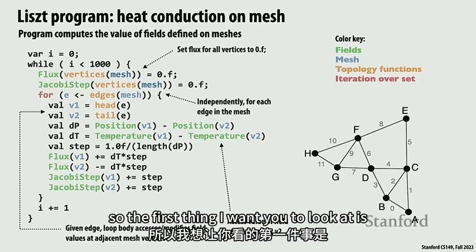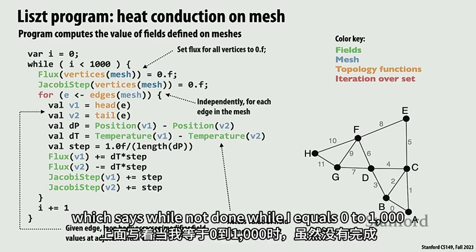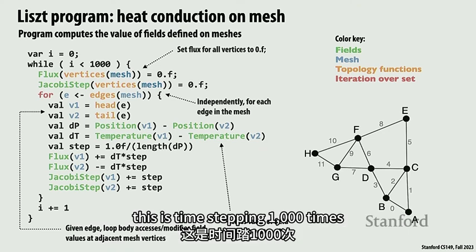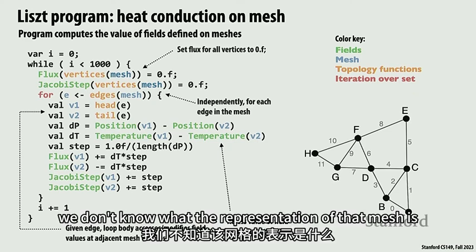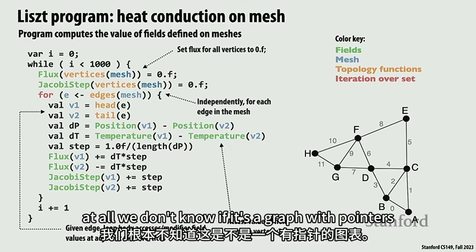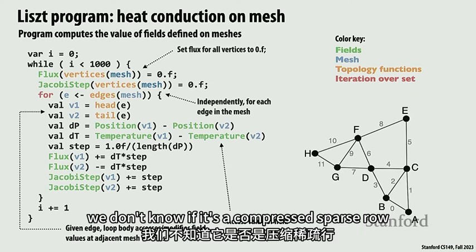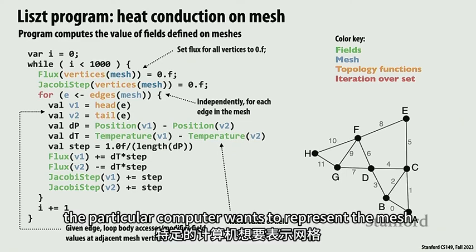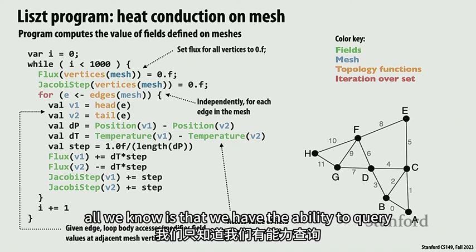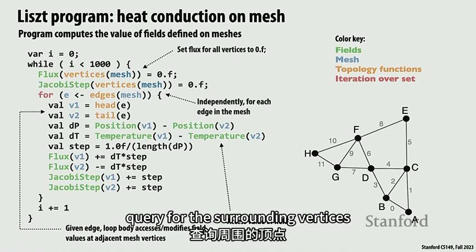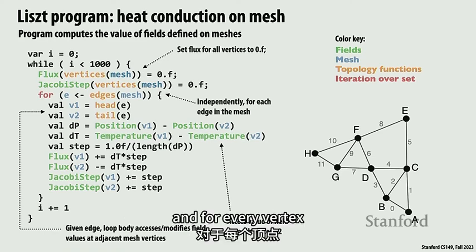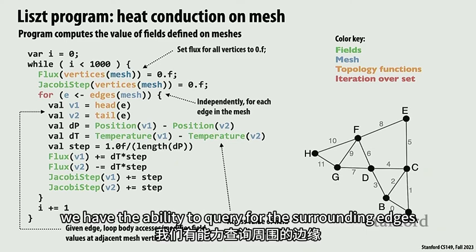So the first thing I want you to look at is this program in Liszt, which says while not done, for i equals 0 to 1,000, this is time stepping 1,000 times, for every edge in the mesh, do this. So we don't know what the representation of that mesh is at all. We don't know if it's a graph with pointers. We don't know if it's a compressed sparse row. We don't know how the particular computer wants to represent the mesh. All we know is that we have the ability to query for edges. And for every edge, we have the ability to query for the surrounding vertices. And for every vertex, we have the ability to query for the surrounding edges.